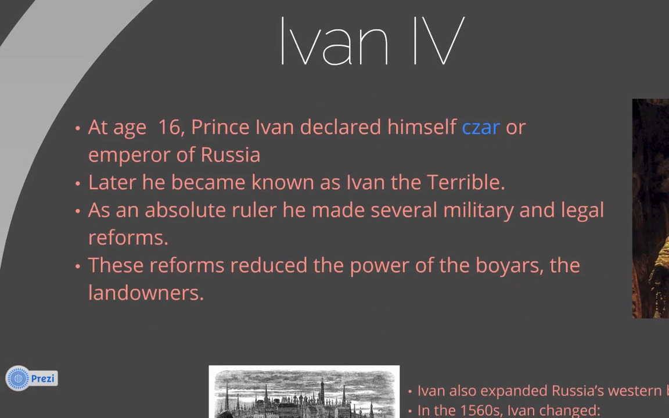Ivan IV is going to take the throne at age 16, and he's going to declare himself a czar. I know you want to pronounce the C, but you don't do that, so you just say the Z is the czar, okay? Which is an emperor, so he's going to be the emperor of Russia. Later, he will become known as Ivan the Terrible because he is a strong, strict, and somewhat of a tyrant in his absolute rulership of Russia.